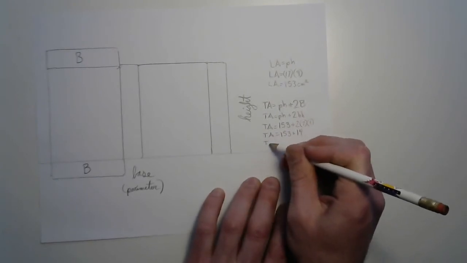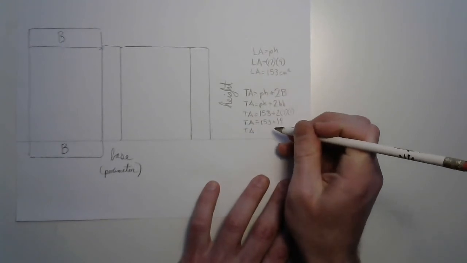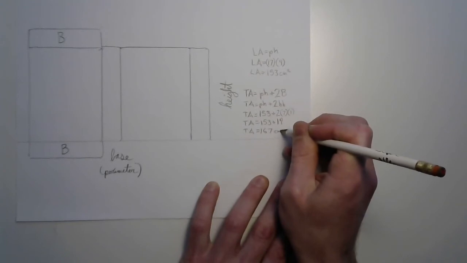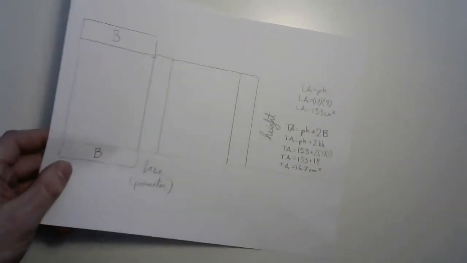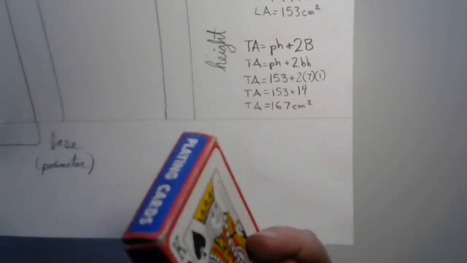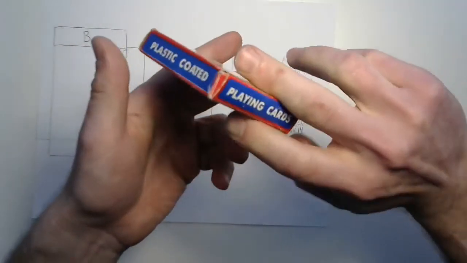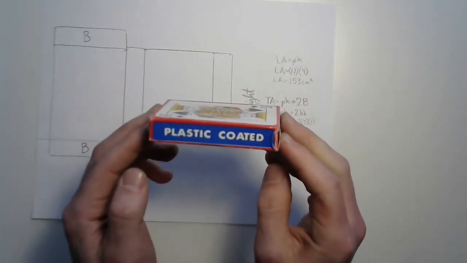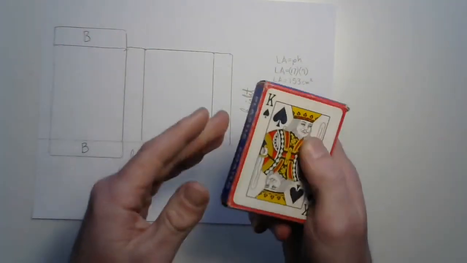Oh, that's a tough one. Yes, of course. 167 centimeters squared! Congratulations. We just found the total surface area of this pack of cards, 167 centimeters squared. Could you even believe that on the surface of this package, there's 167 centimeters squared? It's a lot of area. Almost as if we took this and pulled it apart and got it all flattened out and nice.